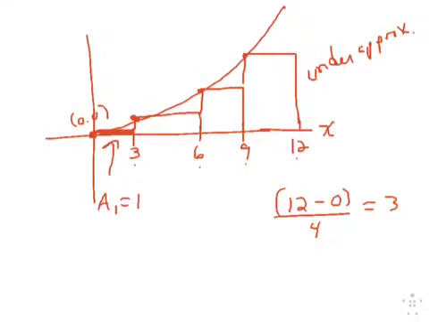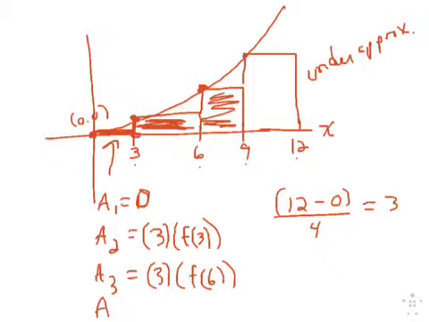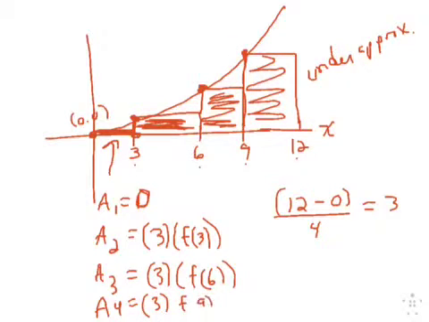Area of rectangle 1 is 0, doesn't have any area. Area of rectangle 2, which is this one right here, well, the distance from 3 to 6 is 3 units, but the height of that rectangle depends on the function evaluated at 3. And I'm just going to write that here. Area of rectangle 3, its base is 3 units, but the height of this rectangle depends on the function evaluated at 6. And then the last rectangle, area 4, the base is 3, but it depends on this rectangle here. Its height is dependent upon f of 9. Alright, so I'm going to hit pause as we crank that out.